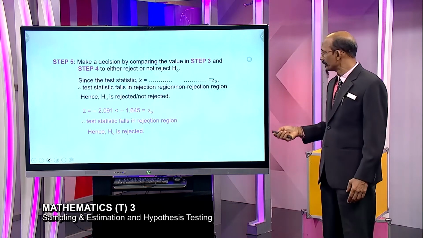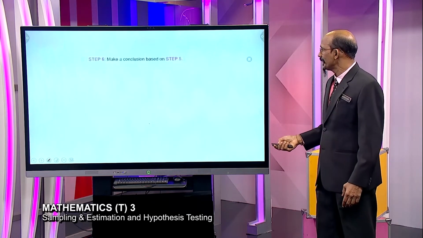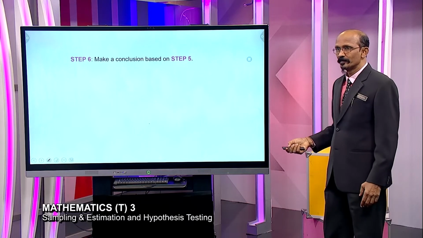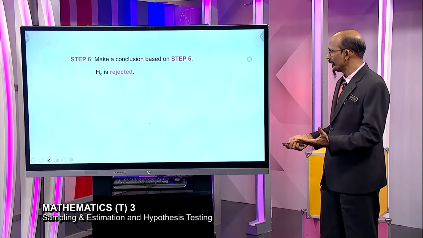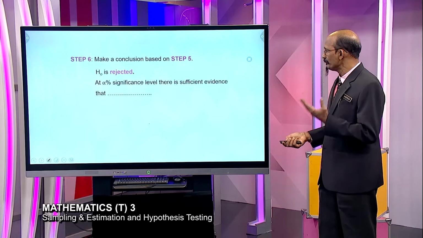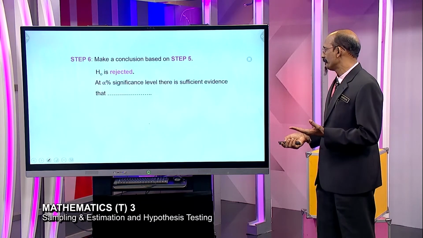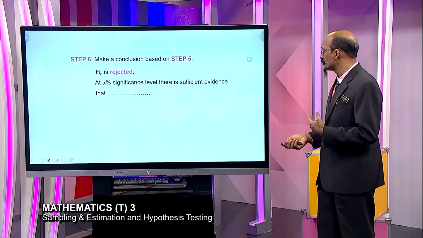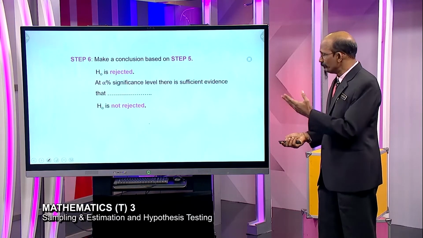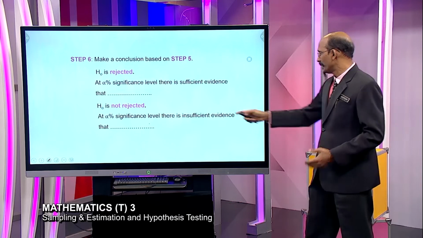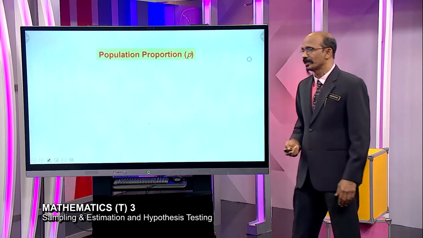Then continue to the last step: you must write a conclusion, based on step 5, whether you reject or do not reject H0. If H0 is rejected, you write: at alpha % significance level, there is sufficient evidence that. If not rejected, at alpha % significance level, there is insufficient evidence that.